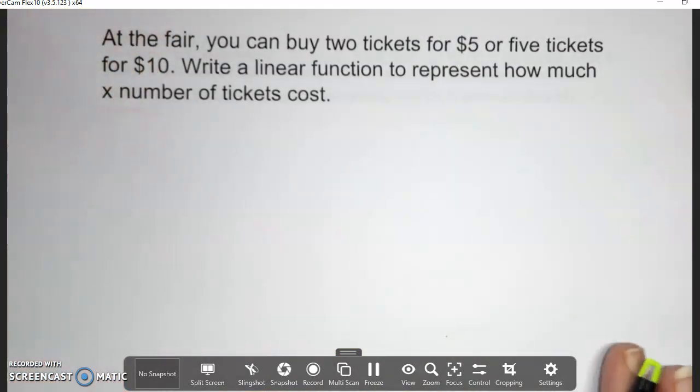So let's look at this problem. At the fair, you can buy 2 tickets for $5 or 5 tickets for $10. Write a linear function to represent how much X number of tickets cost.